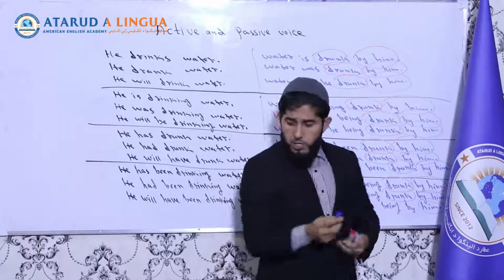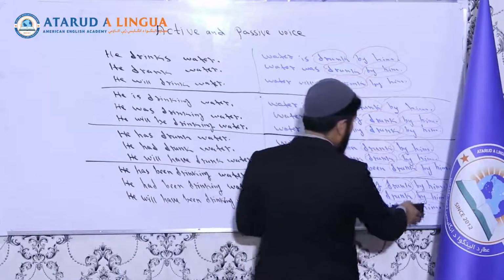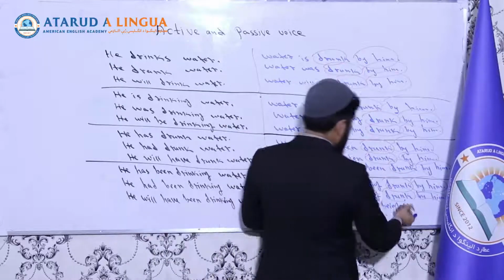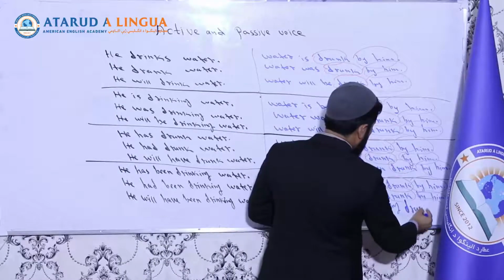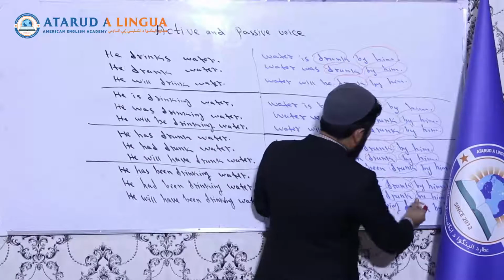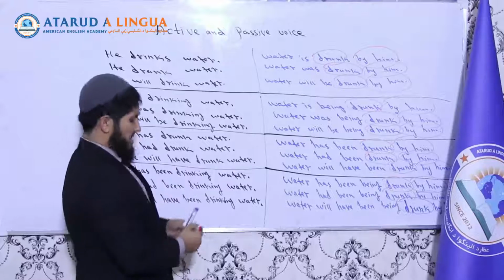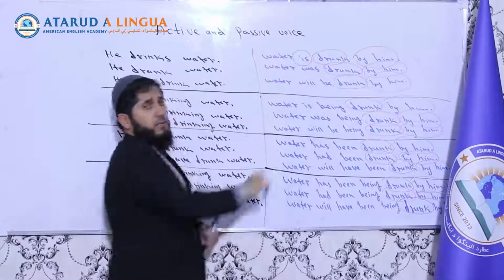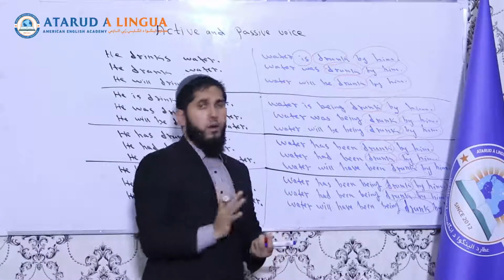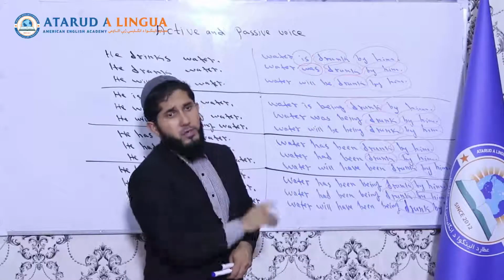So if you want to be able to change active sentences into passive sentences in all 12 tenses, you need to focus on helping verbs or auxiliary verbs. This is what you need to memorize and practice. Simple present tense is, are plus past participle, according to your subject. If your subject is singular, is; if plural, are. Simple past tense: was, were, plus past participle in your passive form.